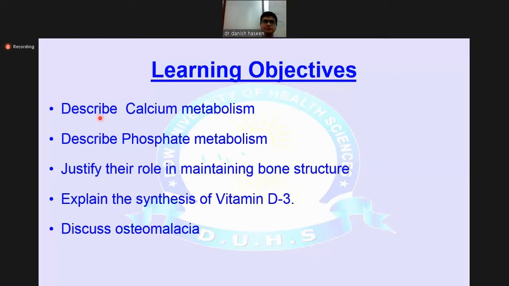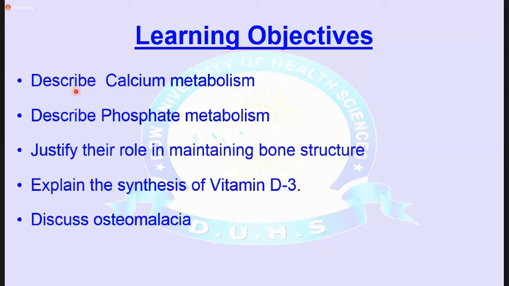So today we'll revisit basic information: how calcium is metabolized, what calcium homeostasis is, and similarly phosphate metabolism and its homeostasis, which organs are involved and which hormones are involved in their metabolism and homeostasis. So let's start with today's discussion.